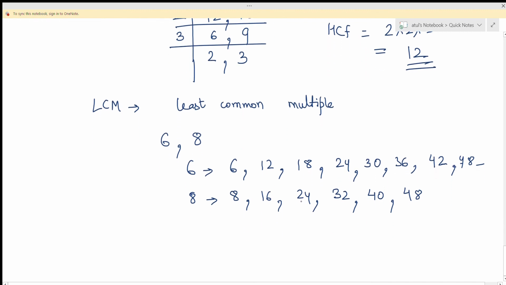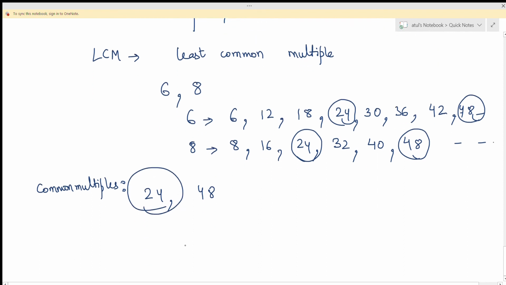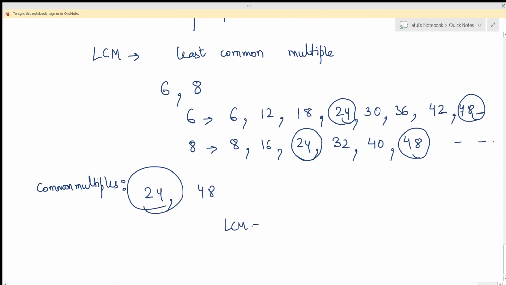So now if you check what the common multiples are, 24 is a common multiple, 48 is a common multiple. There will be many more, but I'm just writing 24 and 48. These are the common multiples. I am writing only the first two common multiples. Which is the least one? 24. The least one is 24. So the LCM comes out to be 24 over here.